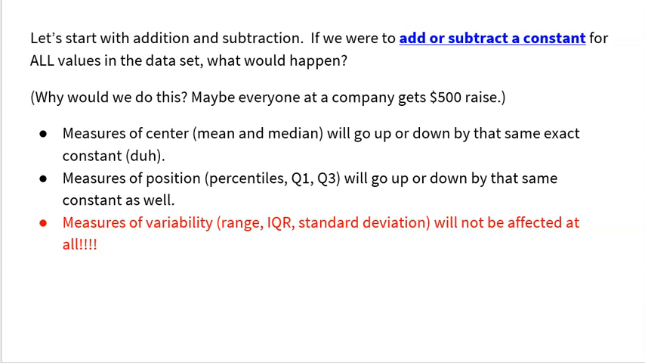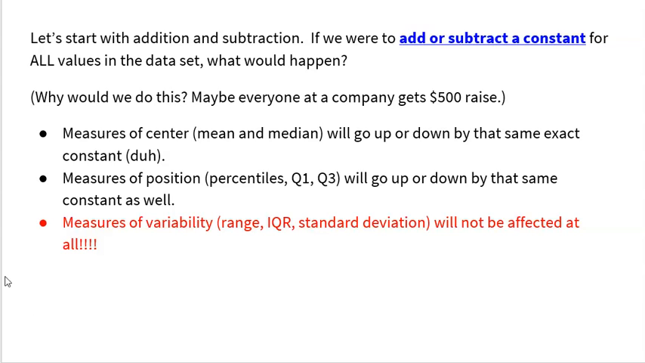Pretty simple. But for measures of variability, remember there are 3 ways that we measure how your data varies: range, IQR, and standard deviation. Those will not be affected at all. That should hopefully be a fairly easy explanation. Think of all of your data in a big chunk, and all of your data collectively moves up 5. It's not more or less spread out. It's the same spread, it's just moved up.